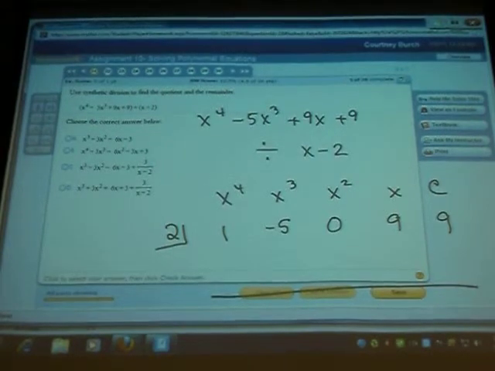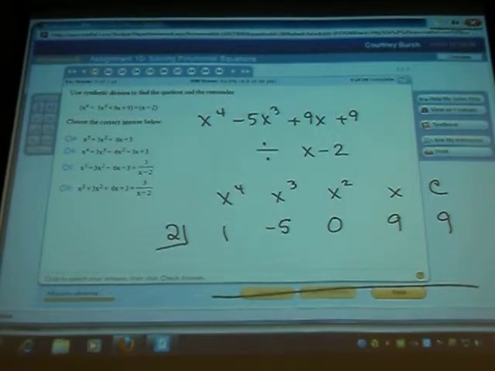Now that we've set this up, you try it for a second. See if you can remember how to do the division process here. I'll do it up here and just not talk if you need to watch me.